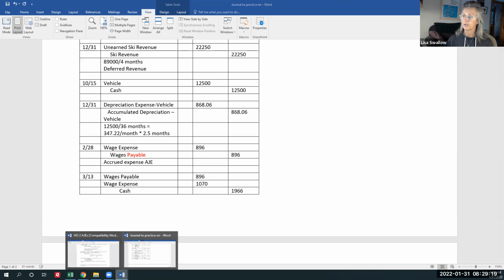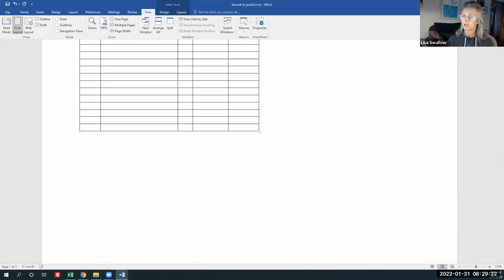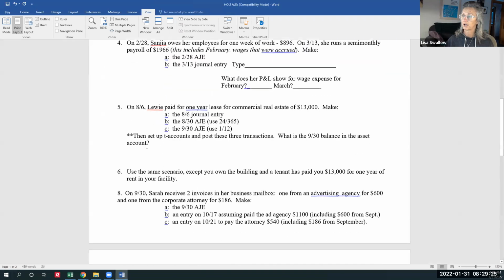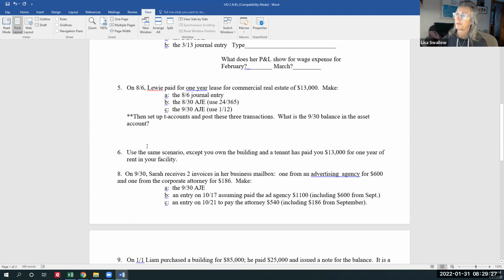Okay, number 6 or 5. On August 6th, Louis paid for a 1-year lease for commercial real estate of $13,000. Then he's got to make a journal entry at the end of August. He's used up 24 days of that rent. And then in September, he's used up a whole month of it. So you could use 1/12.